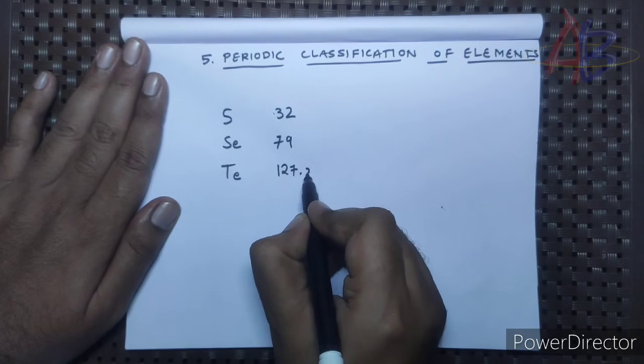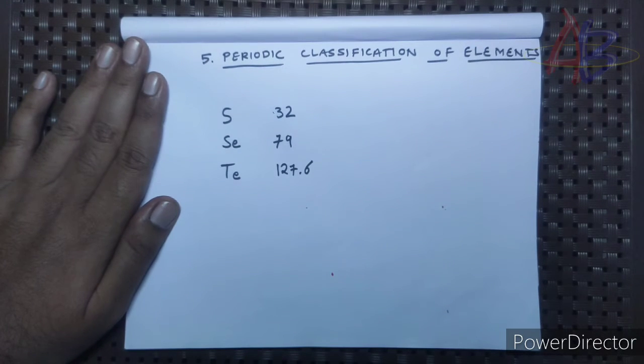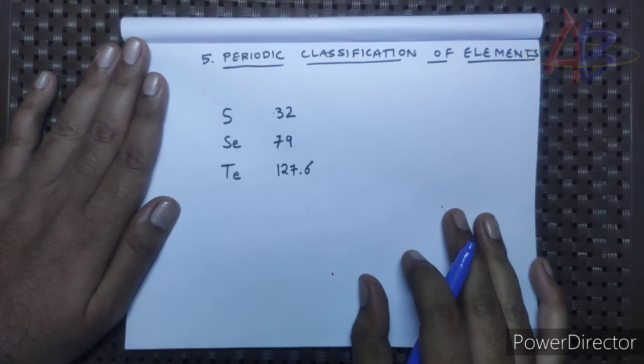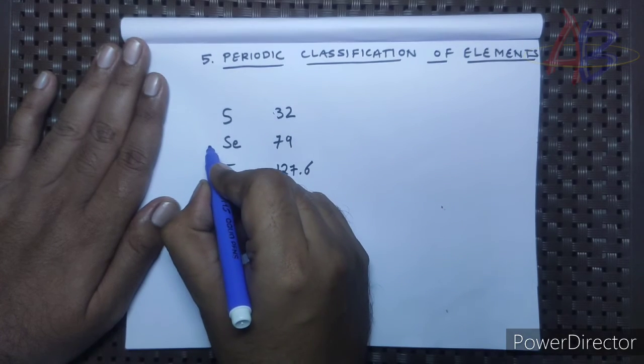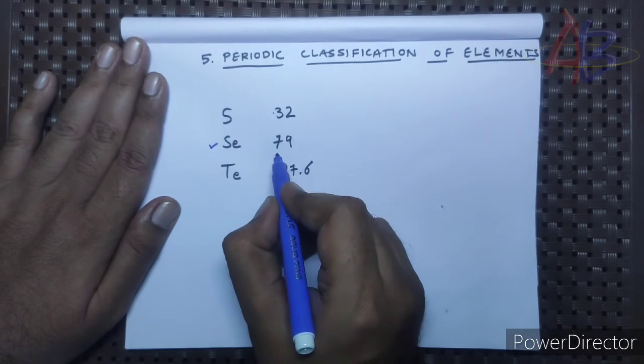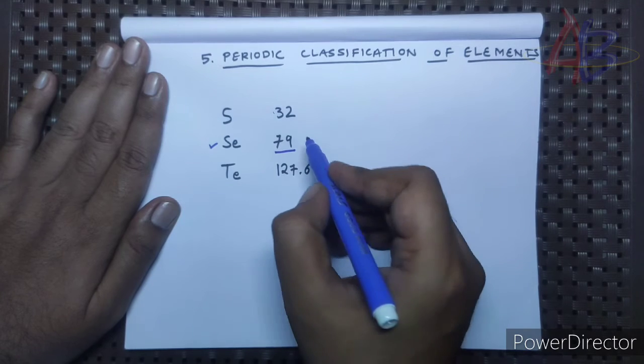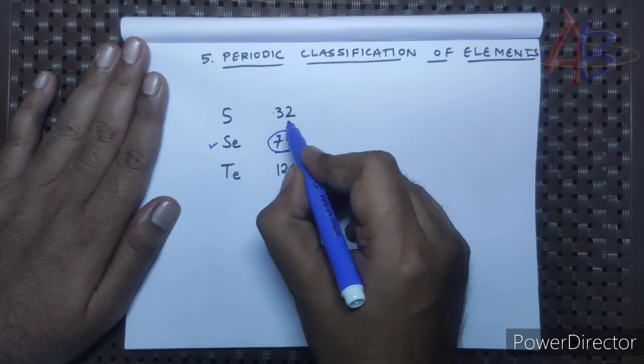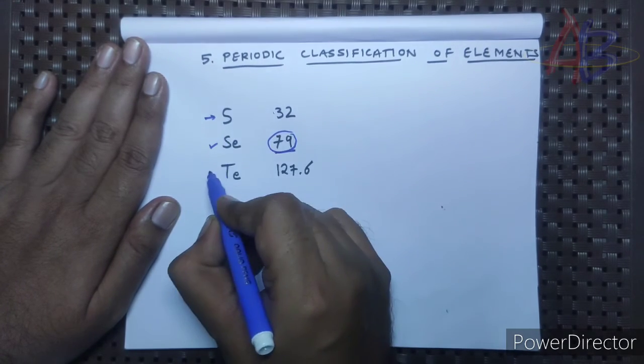The atomic mass of sulfur is 32, while that of selenium is 79, and the atomic mass of tellurium is 127.6. As you all know, in order to check whether this triad qualifies to be a Döbereiner triad or not, we need to check whether the atomic mass of the element in the middle of the triad is the average of the remaining two or not.